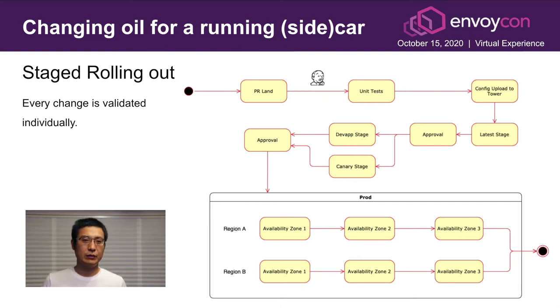And it will send another notification for approval. Once it is approved, it will go to the prod stage. In the prod stage, we do regions in parallel. However, within each region, we do availability zone after availability zone. So every time we just deploy one availability zone. And if something goes wrong, we will stop there and investigate before it continues rolling out.